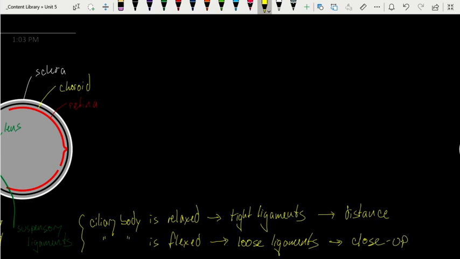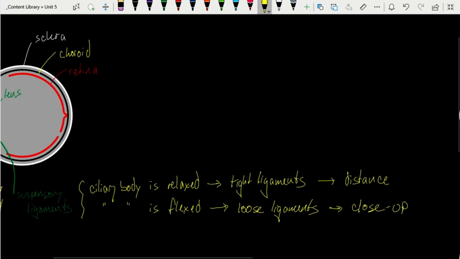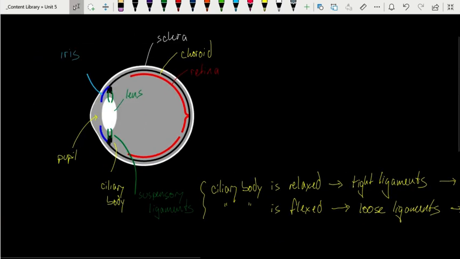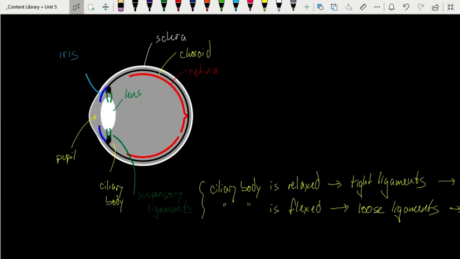This is often why if you're reading a book for a long time and you're focusing on something up close, your eyes tend to wear out, right? It hurts after a little while because you're flexing the muscles in that ciliary body that are loosening the ligaments and allowing the lens to adopt a more round shape, which accommodates for up-close vision. So that's how we adjust there.